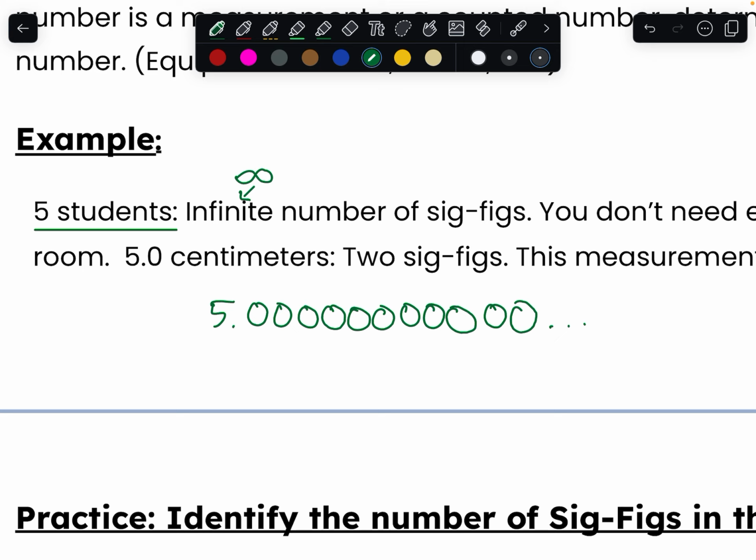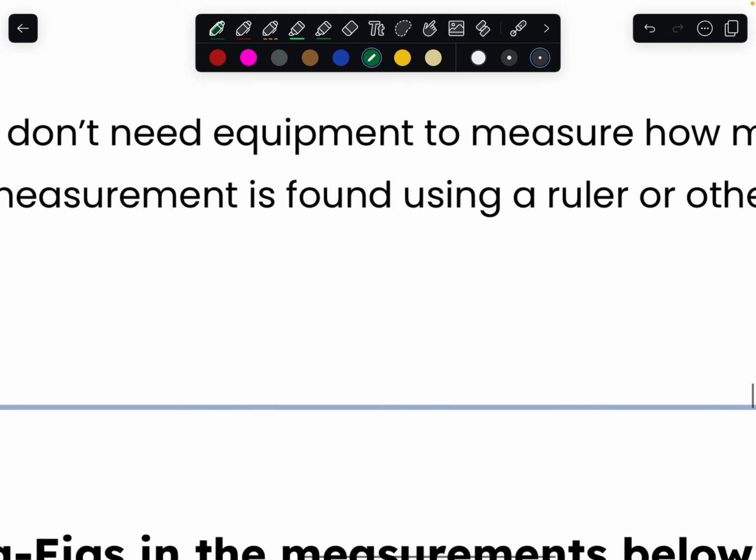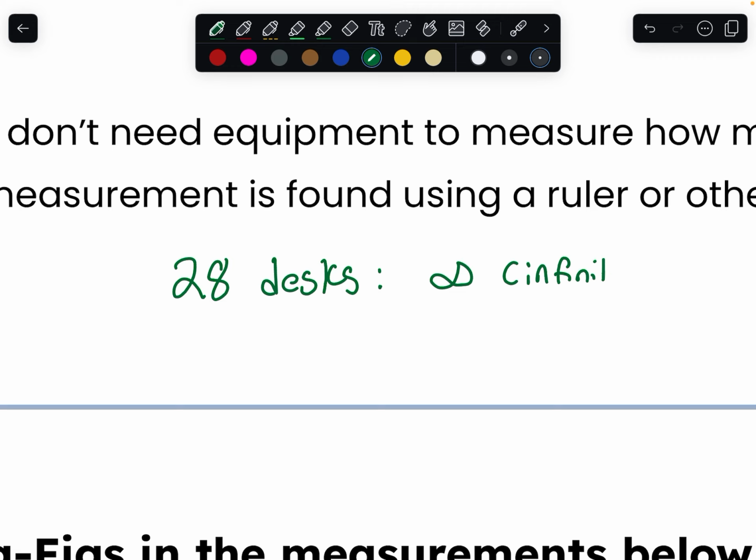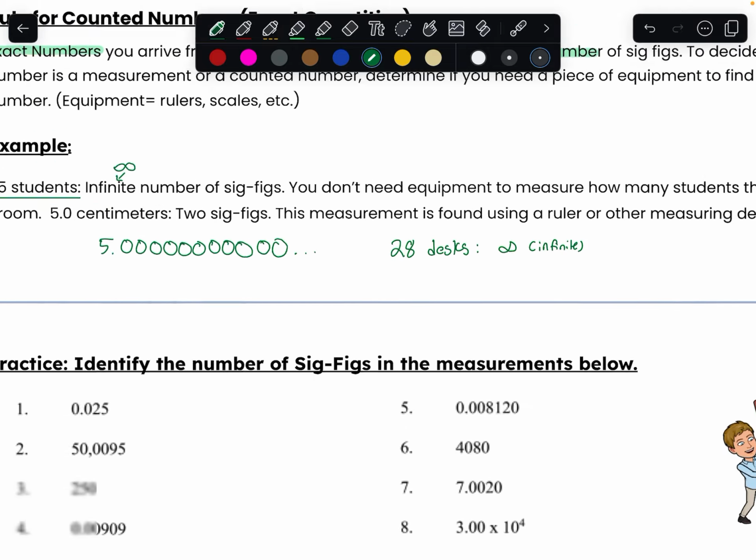Now, if I had 0.6 of a student in my classroom, that would be another issue entirely, right? I cannot possibly have a fraction of a student. I can only have whole numbers of students. So let's just say in my classroom, there are 28 desks. I did not use a measurement device to find that out. Desks have to be complete in form. There's no such thing as a fraction of a desk. So again, that is infinity. You can write the infinity sign or you can go infinite, right? And write that as your answer.